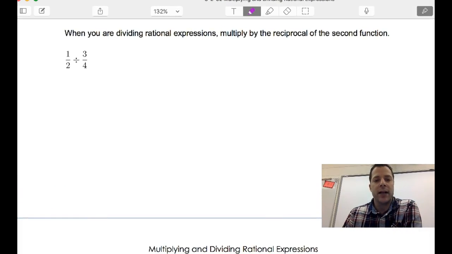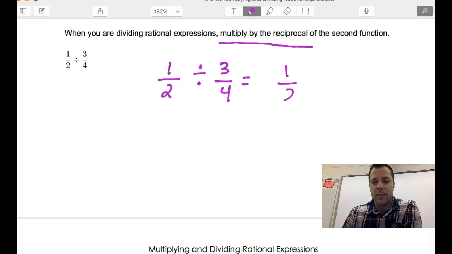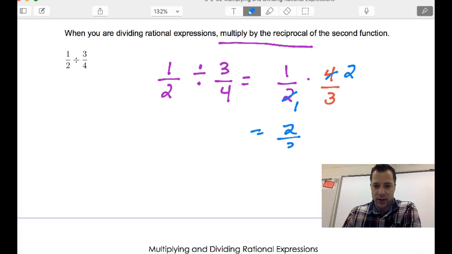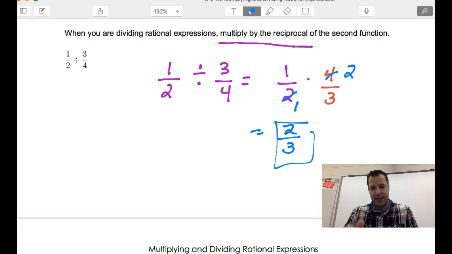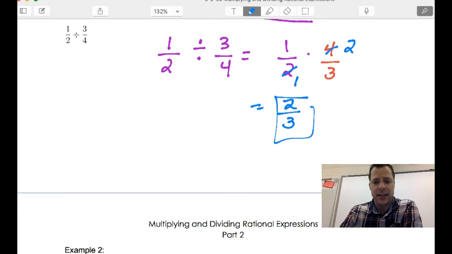So remember, when we're dividing rational expressions, you multiply by the reciprocal. If I'm dividing 1/2 by 3/4, that's the same thing as multiplying by the reciprocal of the second fraction. Then you do the same thing you did with multiplication, and you can see that 2 goes into itself once, 2 goes into 4 twice, and you get 2/3 when you complete that product. That's the idea we're going to take into the next example.